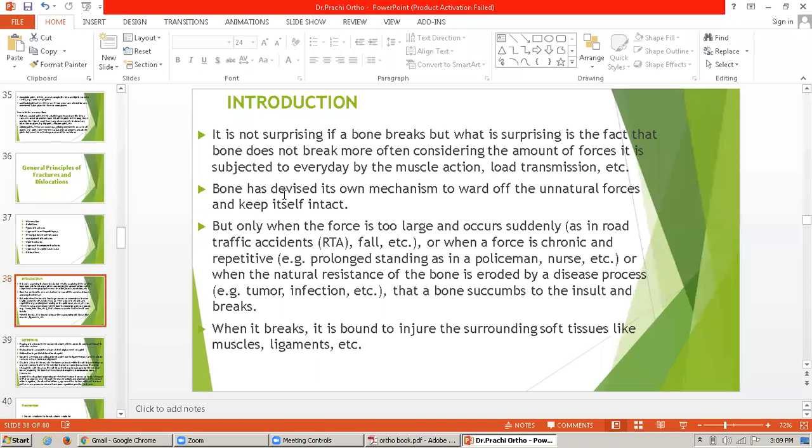Firstly, the introduction. It is not surprising if a bone breaks, but what is surprising is the fact that bone does not break more often, considering the amount of forces it is subjected to every day by muscle action and load transmission.